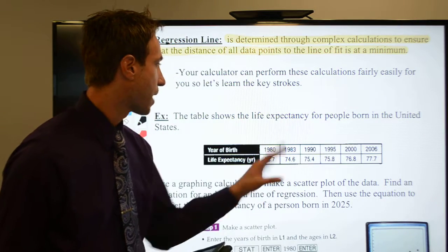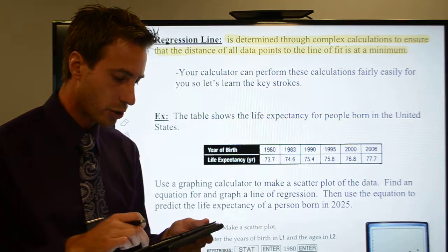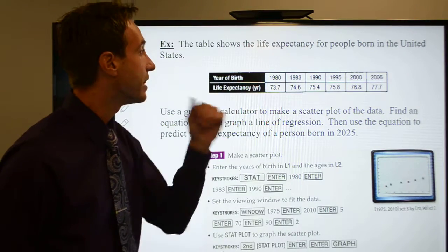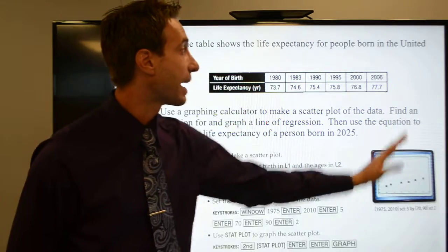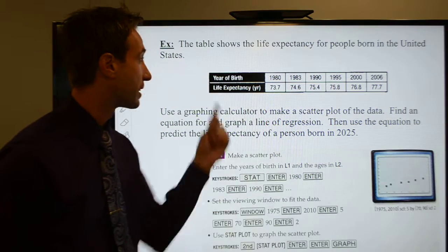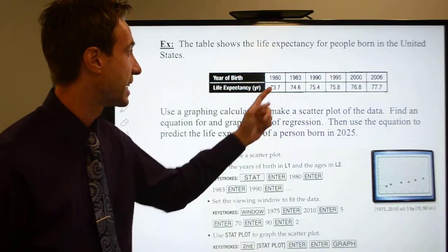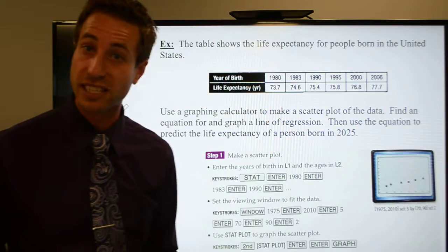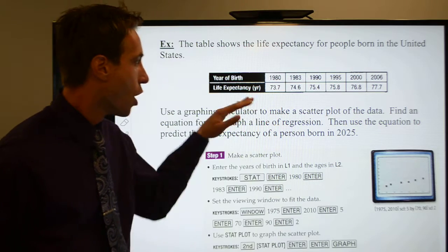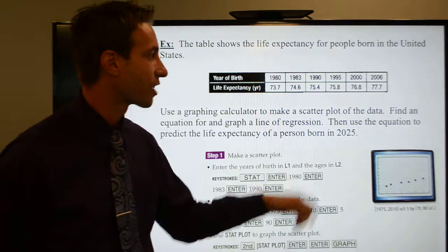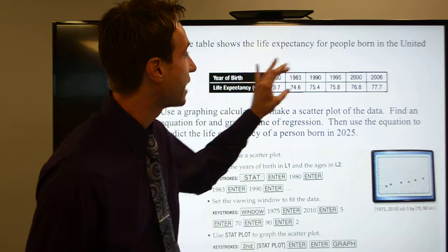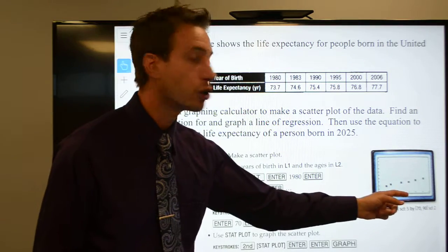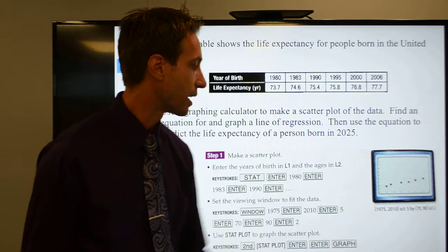So here's what we've got. I have a data set for you that shows the life expectancy for people born in the United States by year. So what age they're expected to live to, right? In 1998, it was 73.7. In 2006, the life expectancy was 77.7. The first thing we're going to do is use our graphing calculator to make a scatter plot. We're going to enter all of these data points and go ahead and make a graph. It should look just like the one in the picture here.